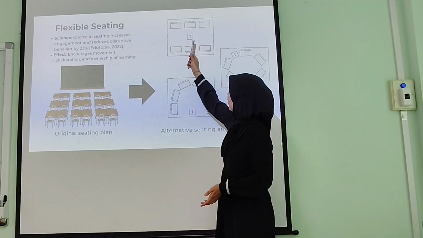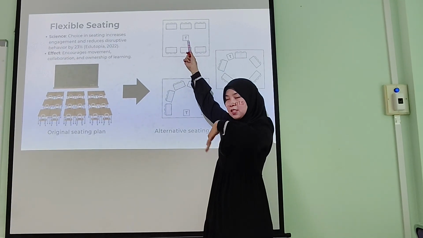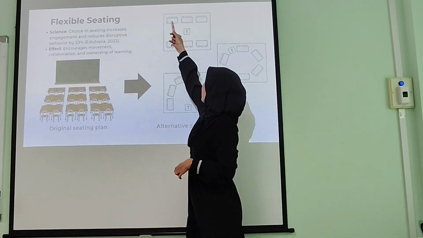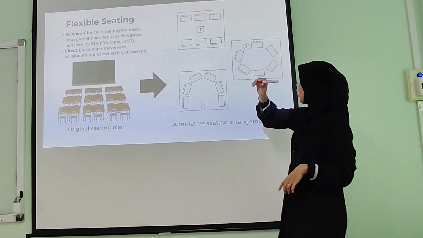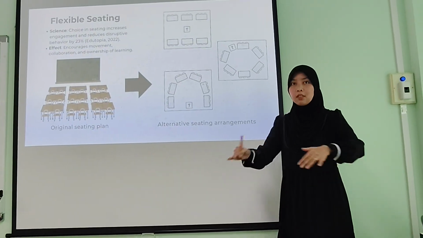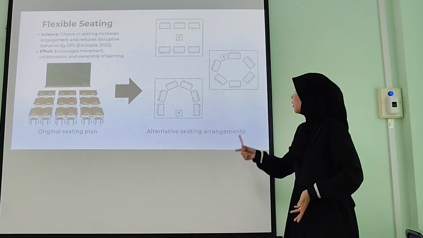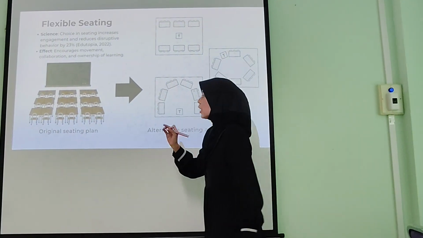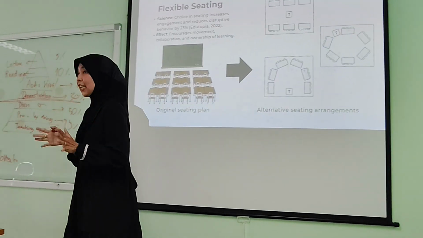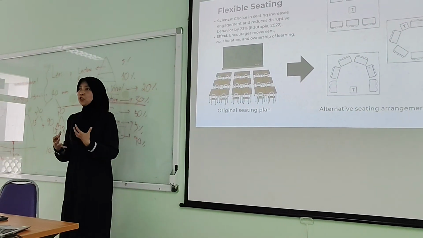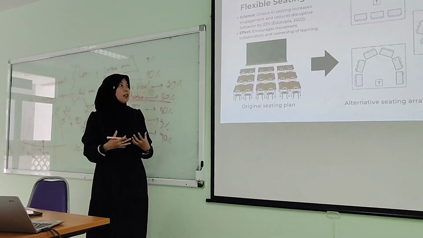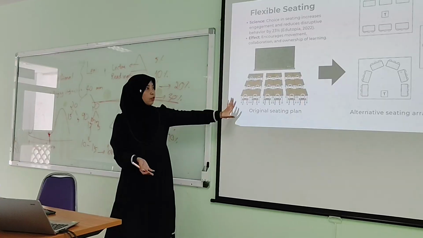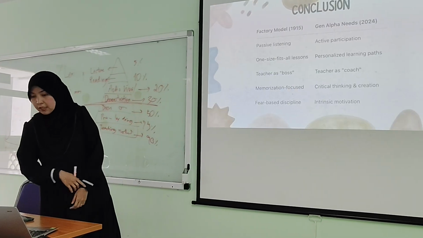Or another way, teachers sit in the center and the students around like this. Or another way, maybe in a circle, and the teacher maybe in the circle also. So we should change the seating in order for students to learn effectively. Okay, this one is the last one.